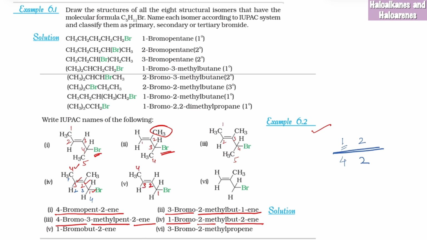Fifth one, again numbering the chain 1, 2, 3, 4. 4 carbon chain, between second and third carbon there is a double bond. So parent chain is but-2-ene and first carbon contains bromine, so 1-bromobut-2-ene.